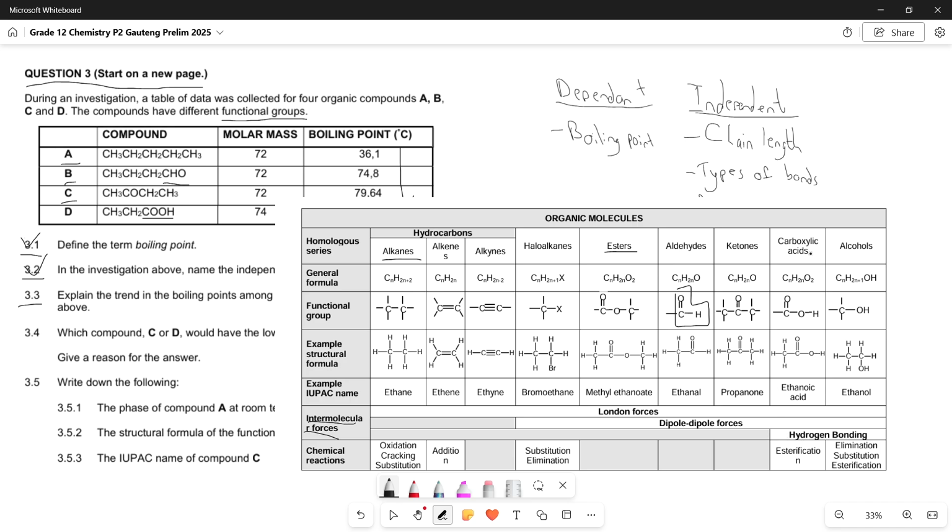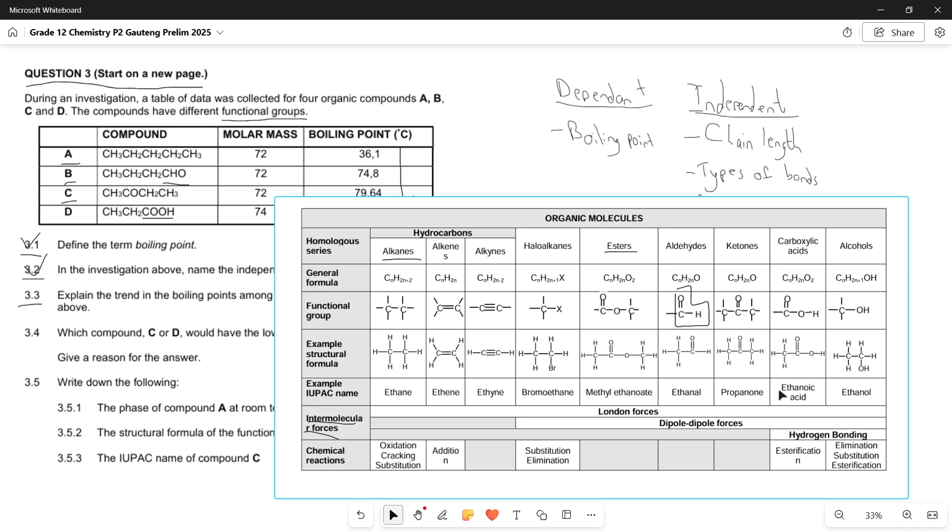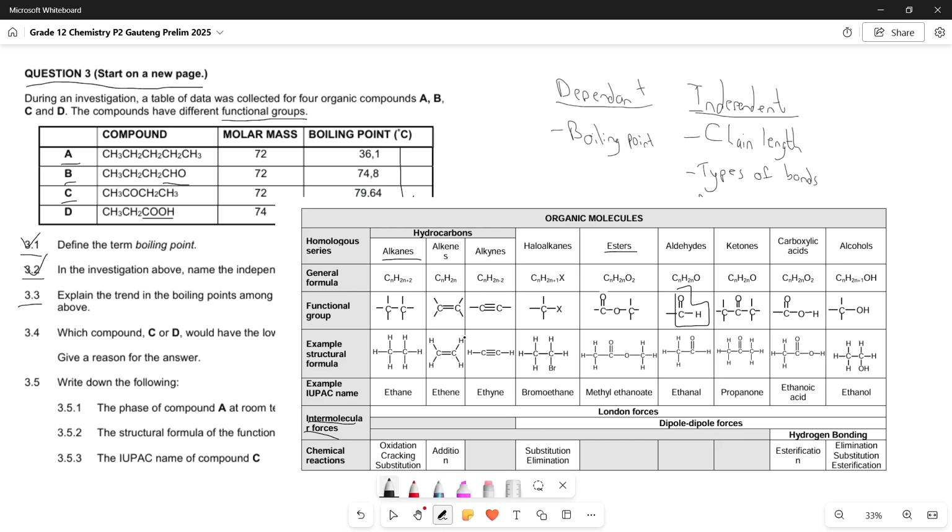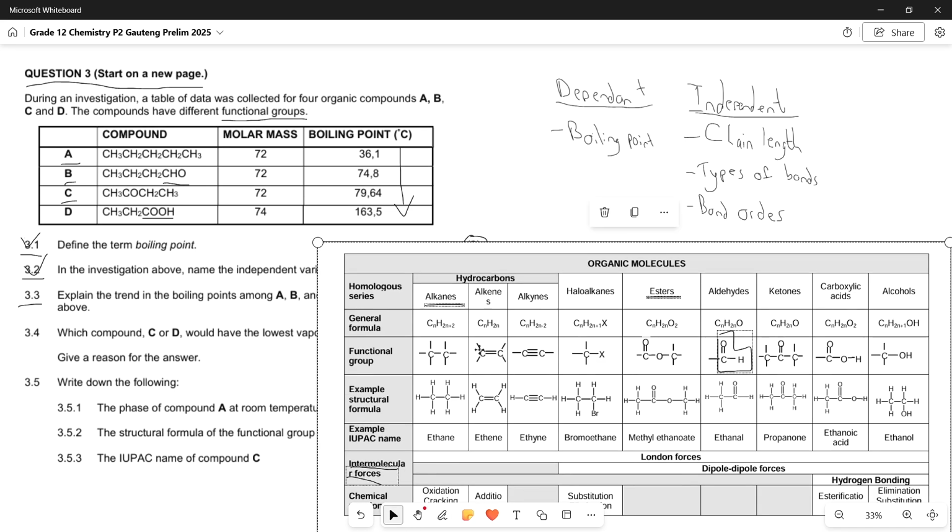Hydrogen bonding is only for a carboxylic acid and an alcohol because of the H directly attached to the O, and that is what hydrogen bonding consists of: hydrogens directly attached to nitrogens, oxygens, or fluorines. We can see that here when it comes to D, because D has a carboxylic acid, which has a hydrogen bond, and we can see that the boiling point is significantly higher for it.